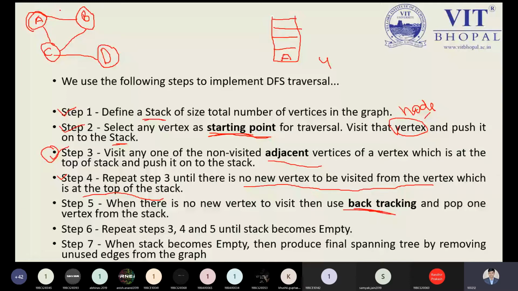So you can pick either B or C. It's up to you, so there is no problem. It's up to you which element you want to pick. But before picking this element, you need to keep in mind what the next connected nodes of the current node are. So this is a point you need to keep in mind.